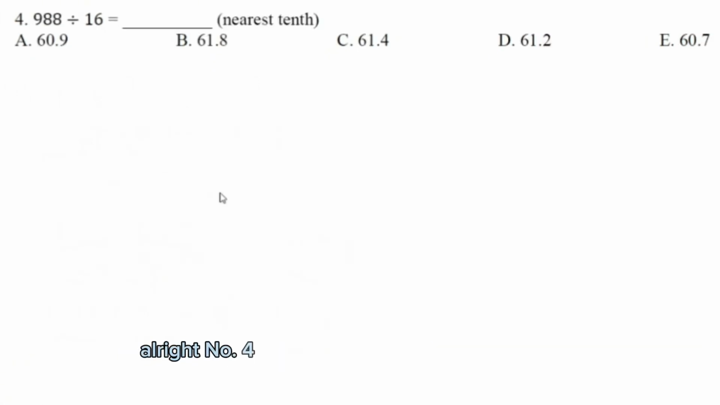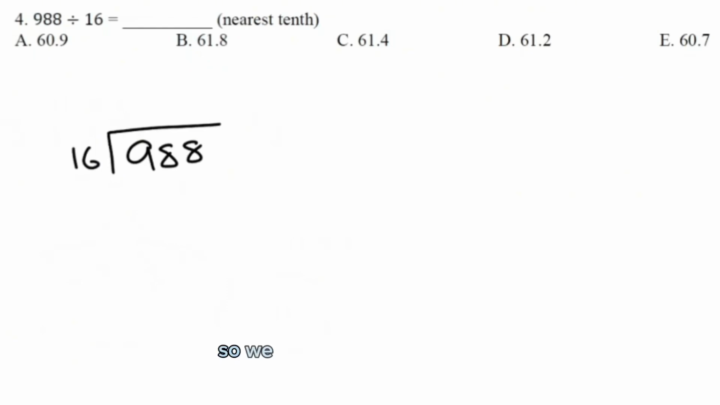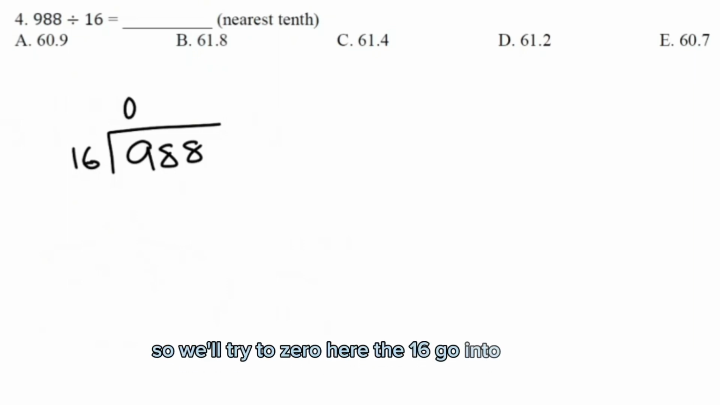Alright, number 4. 988 divided by 16, rounded to the nearest 10. Let's solve this. Alright, so we have 988 divided by 16. This is a standard division problem, so we can solve it pretty easily. So obviously 16 doesn't go into 9, so we'll just write a 0 here. Does 16 go into 98? Yes. How many times?